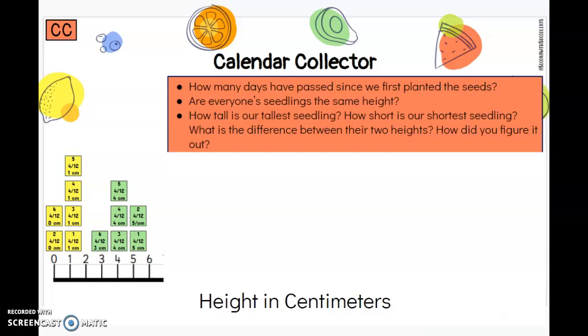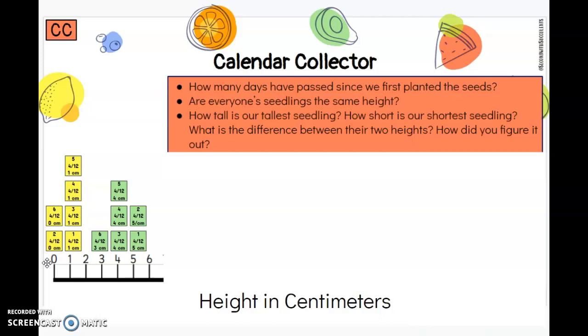What is our tallest seedling? How tall is it? How short is our shortest seedling? What's the difference between their heights? And how do you know? Now have a look at our line plot. Show a connection if you can see that our tallest seedling is 5 centimeters. That's the furthest up on our line plot. Show a connection if you're seeing our shortest seedling is 0 centimeters. Yeah, these two seedlings for groups 6 and 2, they haven't sprouted yet.